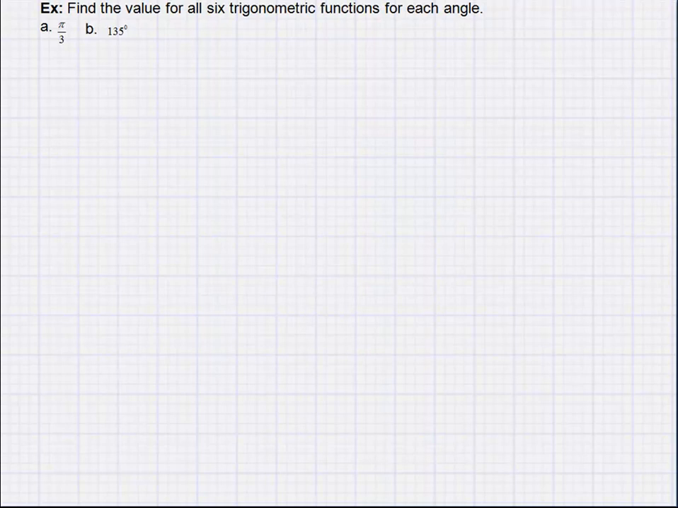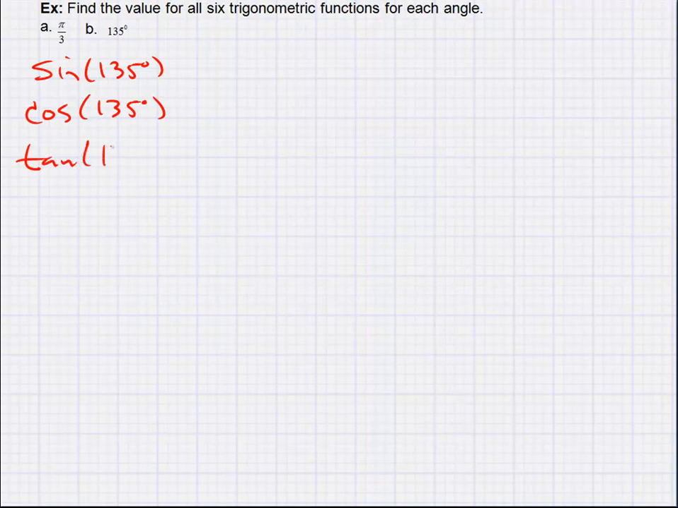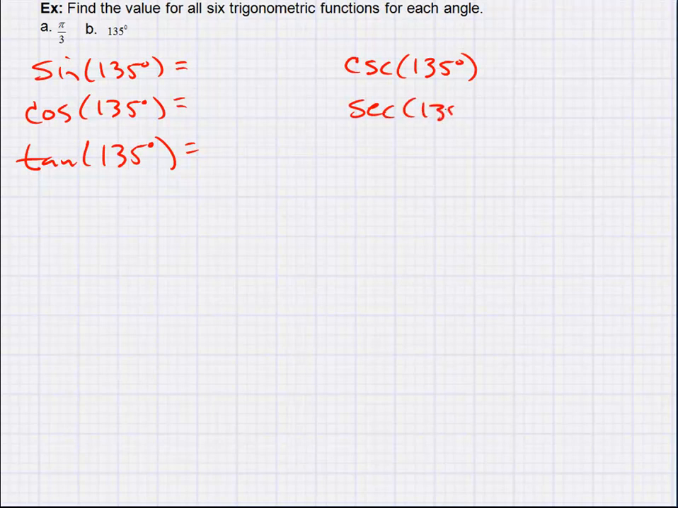So let's do another one. How about 135 degrees? So if I want to find the sine of 135 degrees, the cosine of 135 degrees, the tangent of 135 degrees, the cosecant of 135 degrees, the secant of 135, and the cotangent. Alright, so first I gotta do sine and cosine.